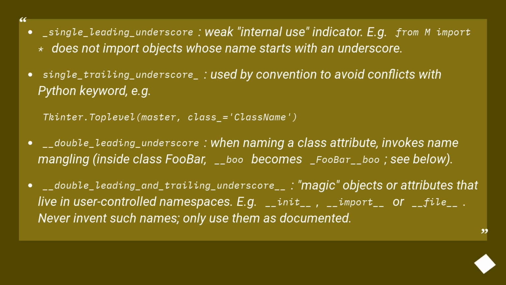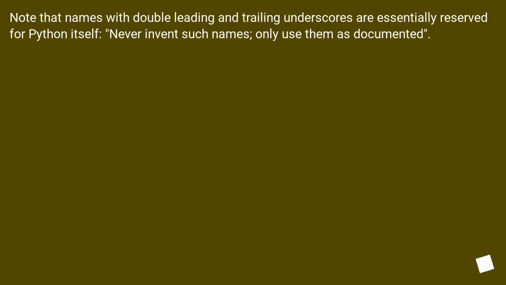See below. __double_leading_and_trailing_underscore__: magic objects or attributes that live in user-controlled namespaces. For example, __init__, __import__ or __file__. Never invent such names, only use them as documented. Note that names with double leading and trailing underscores are essentially reserved for Python itself.